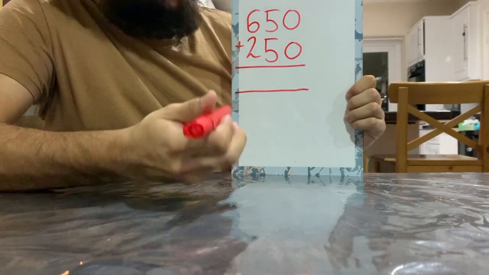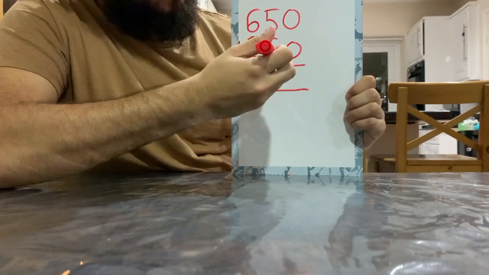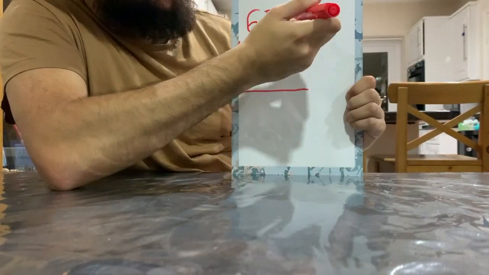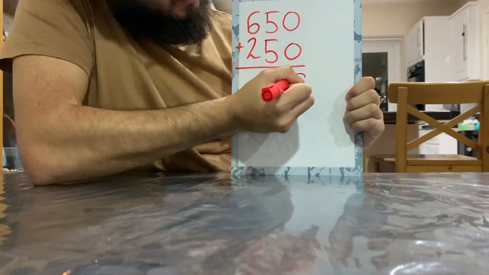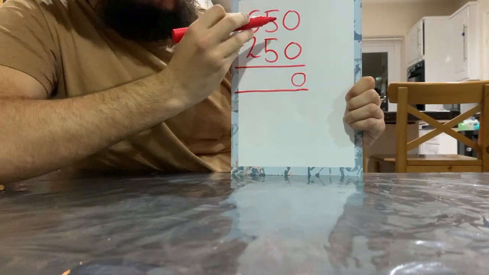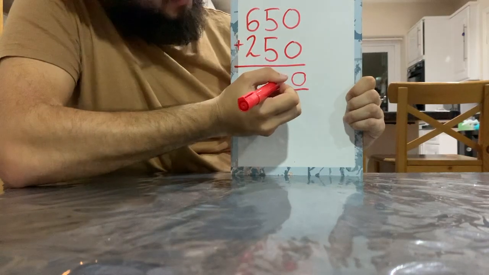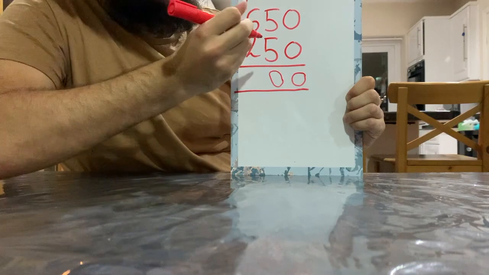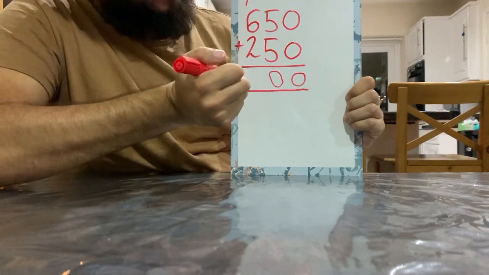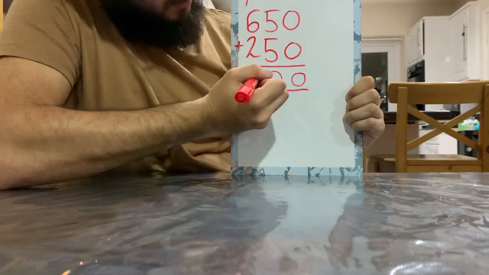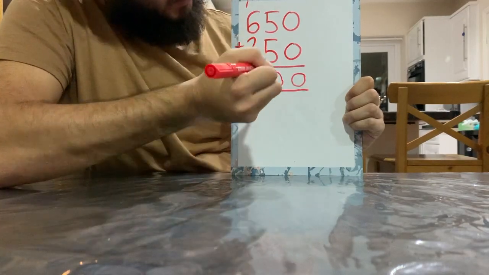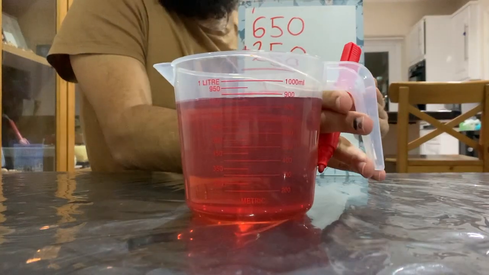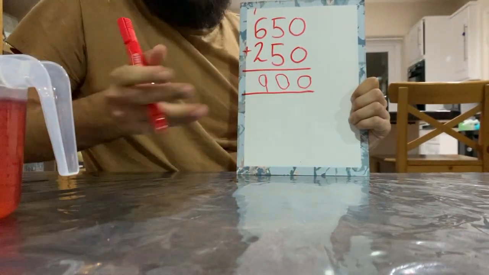Okay, so just to check, I'm going to do 650 add 250 using column addition. So I need to start with my ones, which are 0 add 0, which makes 0. And then I need to do 5 add 5, which makes 10. So I'm going to put my 0 here and hold the 1 up here, and I'm going to add it onto these. So 6 add 2 makes 8, add the 1 as well, that makes 9. So my answer, using my measuring jugs, was right. It's 900 milliliters.